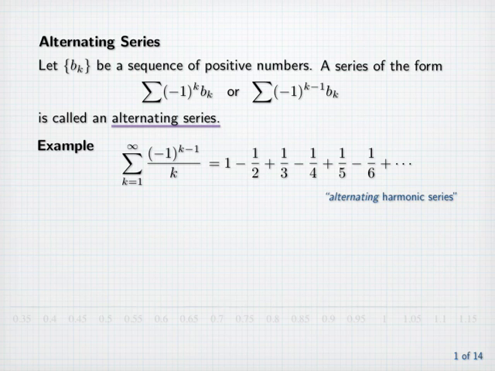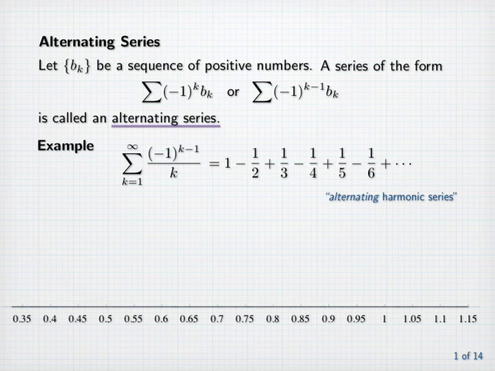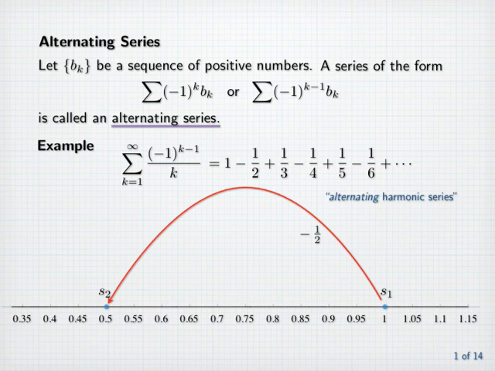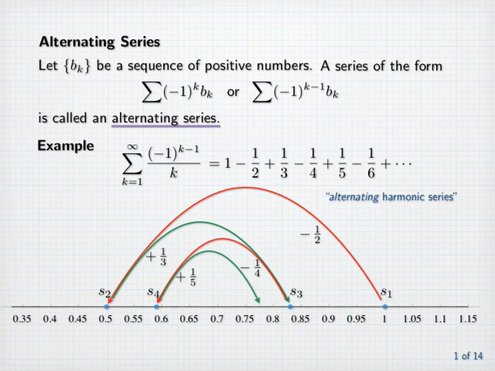Now let's think about the partial sums of this series. The first partial sum, S1, is equal to 1. Then to obtain the second partial sum, we subtract 1/2 to obtain S2 equal to 1/2. Then we add 1/3 to obtain S3 equal to 5/6. Then we subtract 1/4 to get S4, add 1/5 to get S5, subtract 1/6 to get S6, and so on.